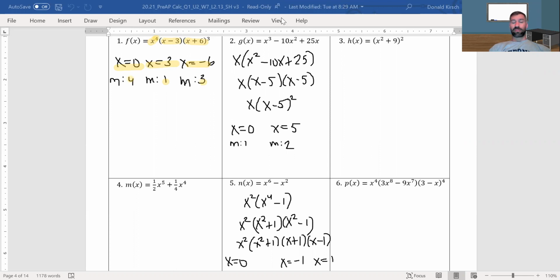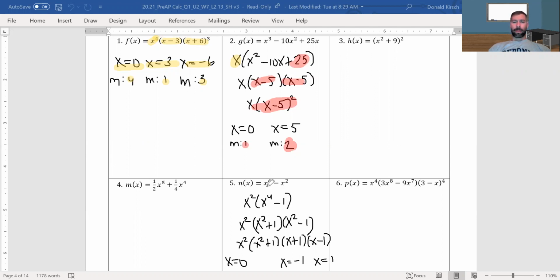Number 2, you did have to factor. I factored out a GCF of x first, and then I looked for factors of 25 that will add to give us -10. And that was -5 and -5. So therefore, I grouped those together and realized that that was going to be a multiplicity of 2 for that factor of 5. That x out front, that's going to be 0. There's only one of them, so there's that multiplicity of 1.